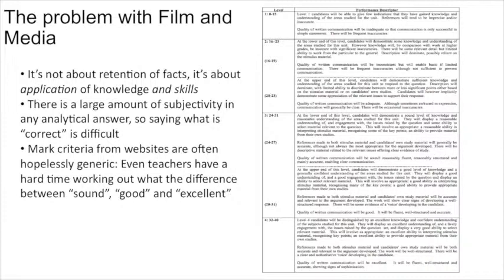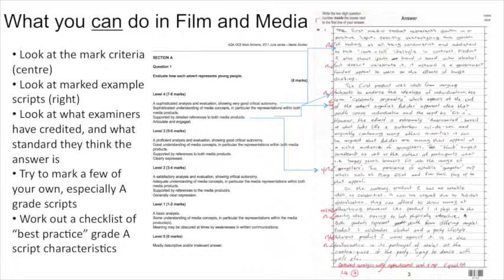And the final problem is, if you have a look at the performance descriptors here, they're horribly generic. You have to tell the difference between what a sound level of knowledge is, or a good level of knowledge, or an excellent level of knowledge. And to be honest, senior examiners have punch-ups about these sorts of debates, so whether or not you'll be able to sort it out is another matter. But there are some things you can do.